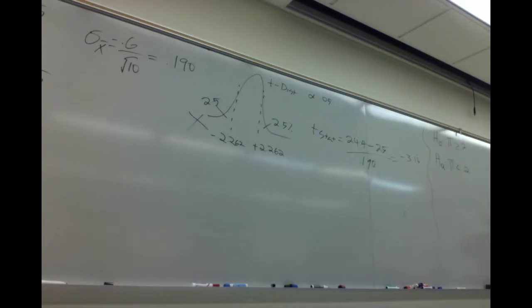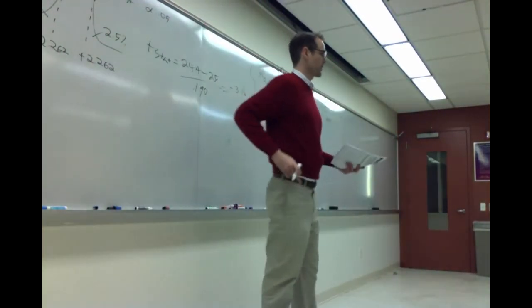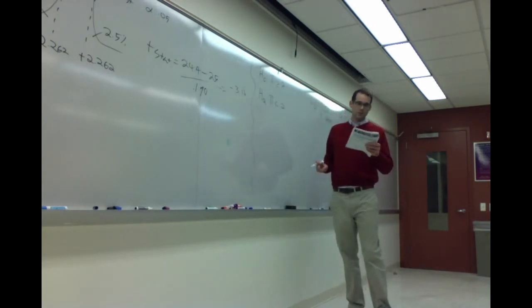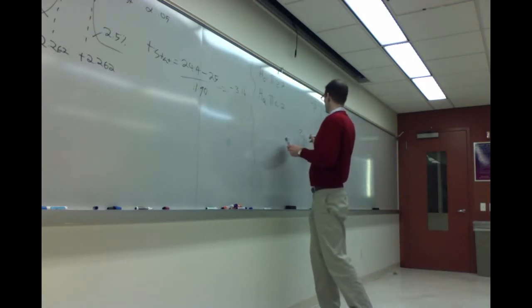So let's calculate our test statistic. We're comfortable using the z distribution because proportions don't have standard deviation the same way. We just use this mathematical formula. So let's find the z stat.